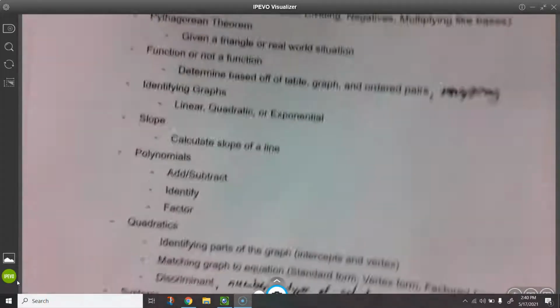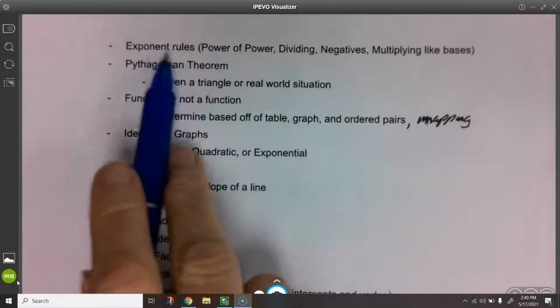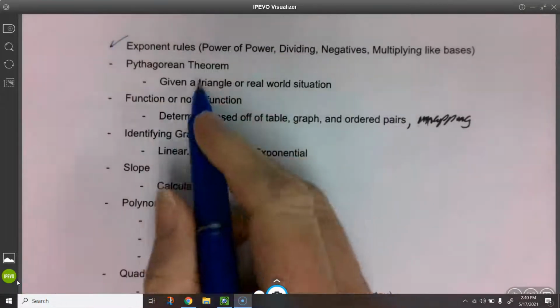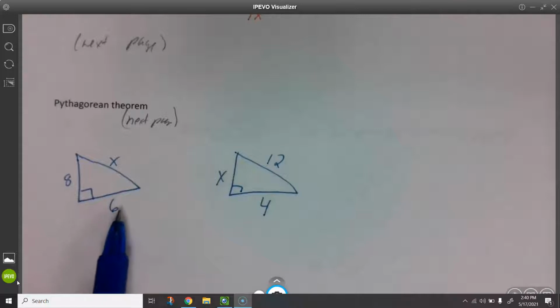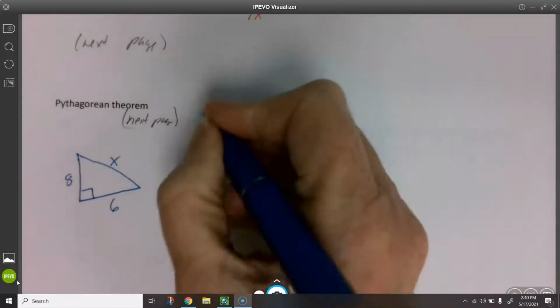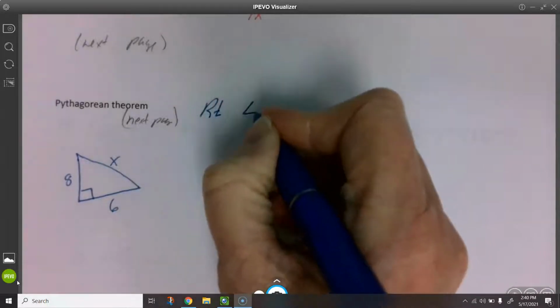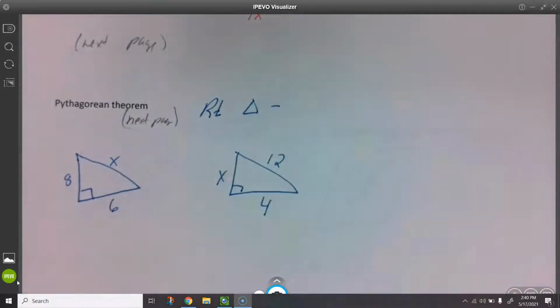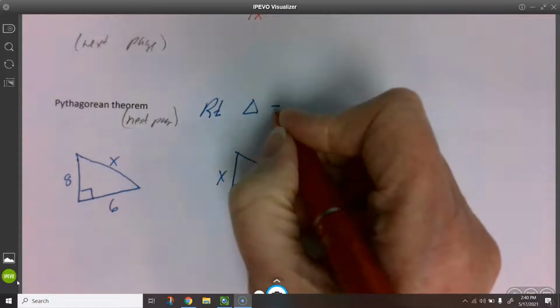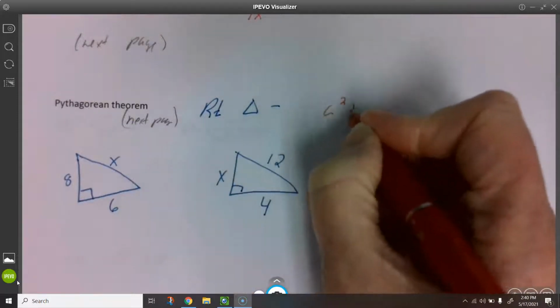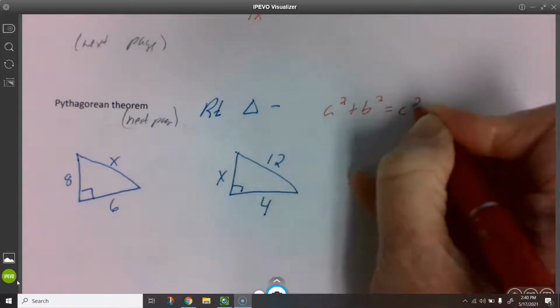And like I said, this is what we're going to be covering. So we did exponent rules. Yay, covered that. Let's look at Pythagorean theorem. Pythagorean theorem is where you have a right triangle. So this is for a right triangle. And this is really helpful, and I'm glad it's on the final because next year in geometry you're going to see this. Remember, for Pythagorean theorem, it's going to be a squared plus b squared equals c squared.